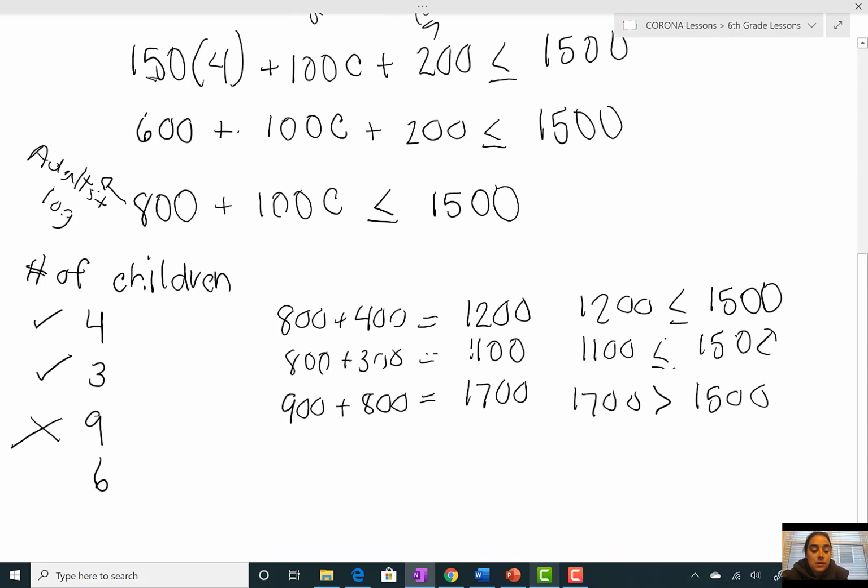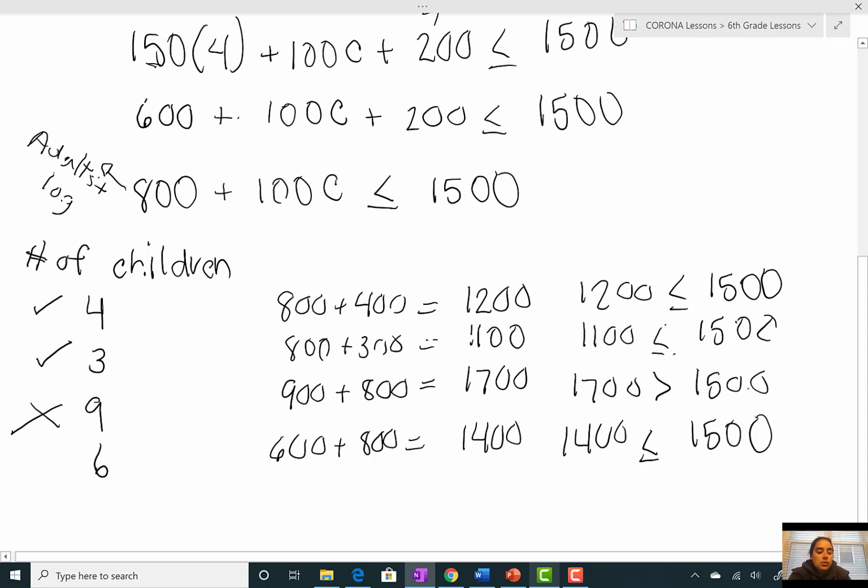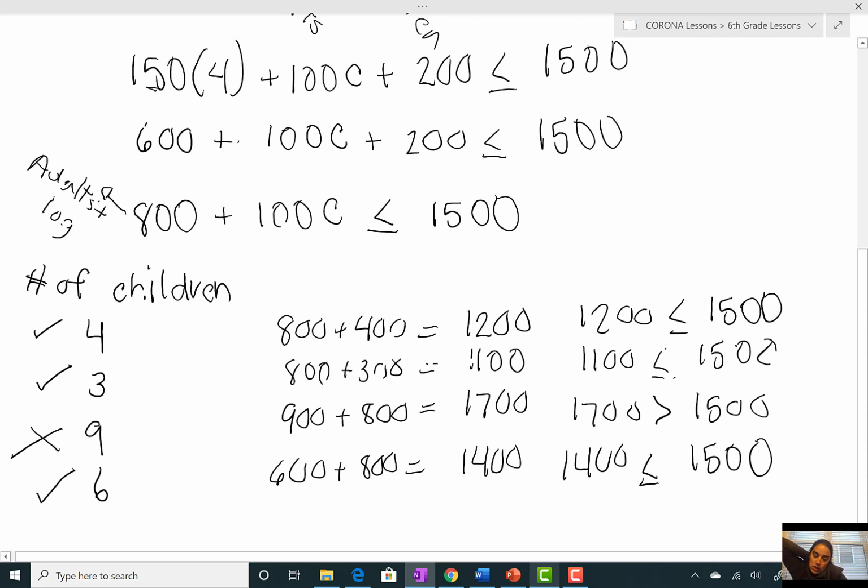Let's try 6 children. 6 times 100 is 600 plus 800 equals 1,400. 1,400 is less than or equal to 1,500. So 6 children could go. So based on the inequality, and to make this inequality true, it is safe to have 4 children, 3 children, and 6 children ride this ride, assuming there are 4 adults already on the ride, plus the weight of the log.